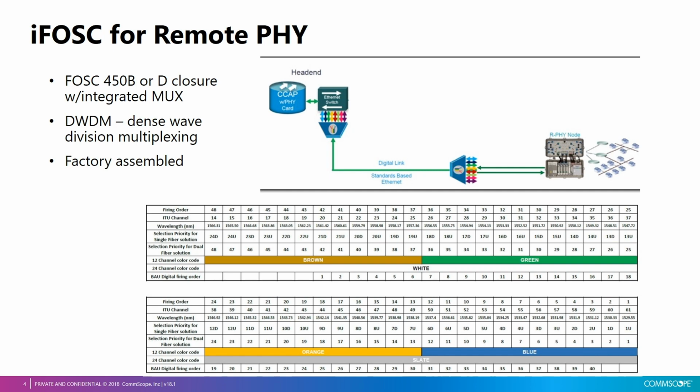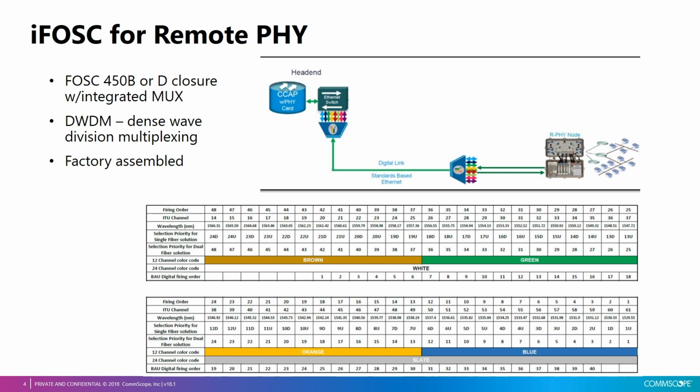Although there is quite a bit more that could be said about RPHY and its benefits, I'd like to circle back to CommScope's role in supporting this architecture, specifically our integrated fiber optic splice closure, the iFOSC, for remote PHY applications. The deployment of RPHY will very likely require additional fiber optic cabling pushed deeper into the traditional HFC network. Installation of new fiber, however, isn't always practical or even feasible.